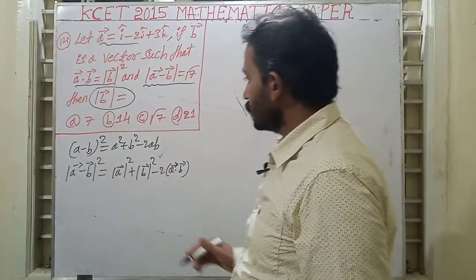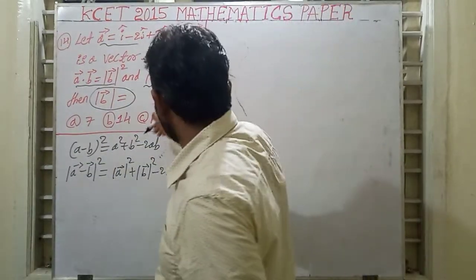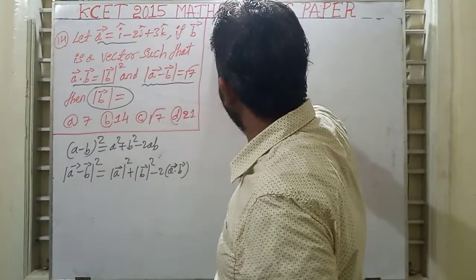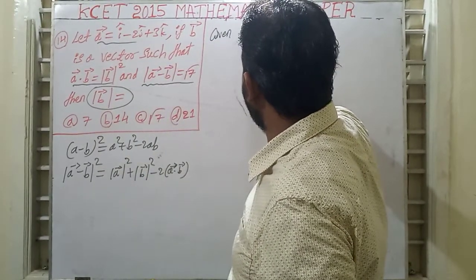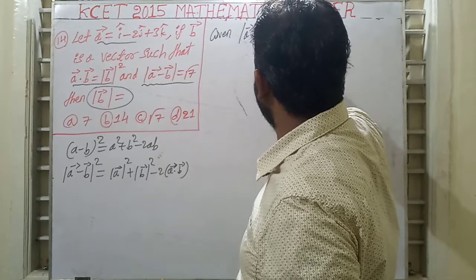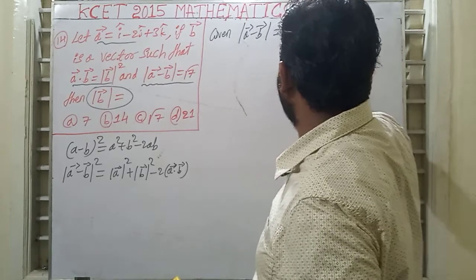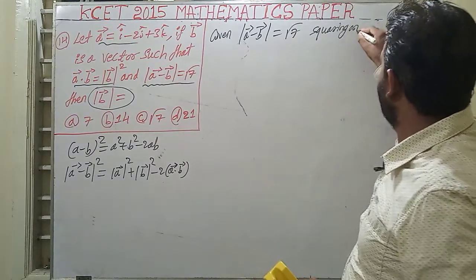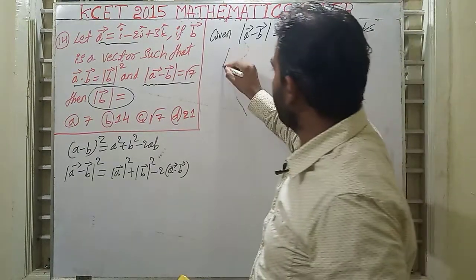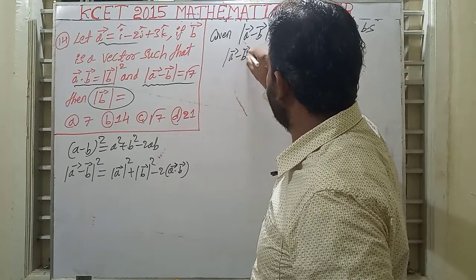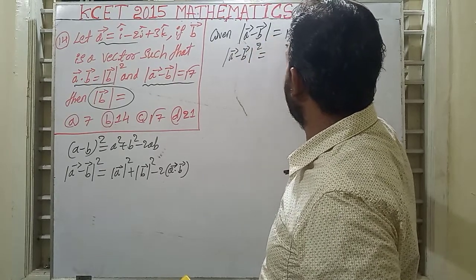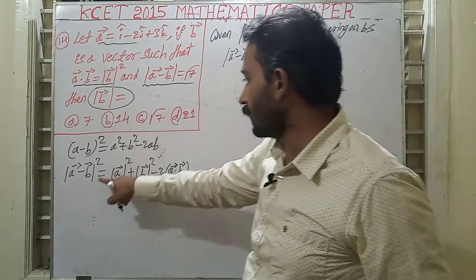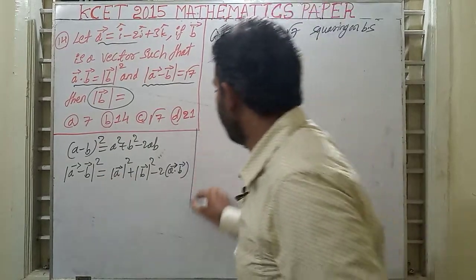Okay, so in this case we take the given data. What is the given data? Magnitude of a minus b is equal to square root of 7. Now squaring on both sides in this case. Squaring on both sides. So magnitude of a minus b whole square is equal to 7. Using this formula, we have to find out magnitude of b.